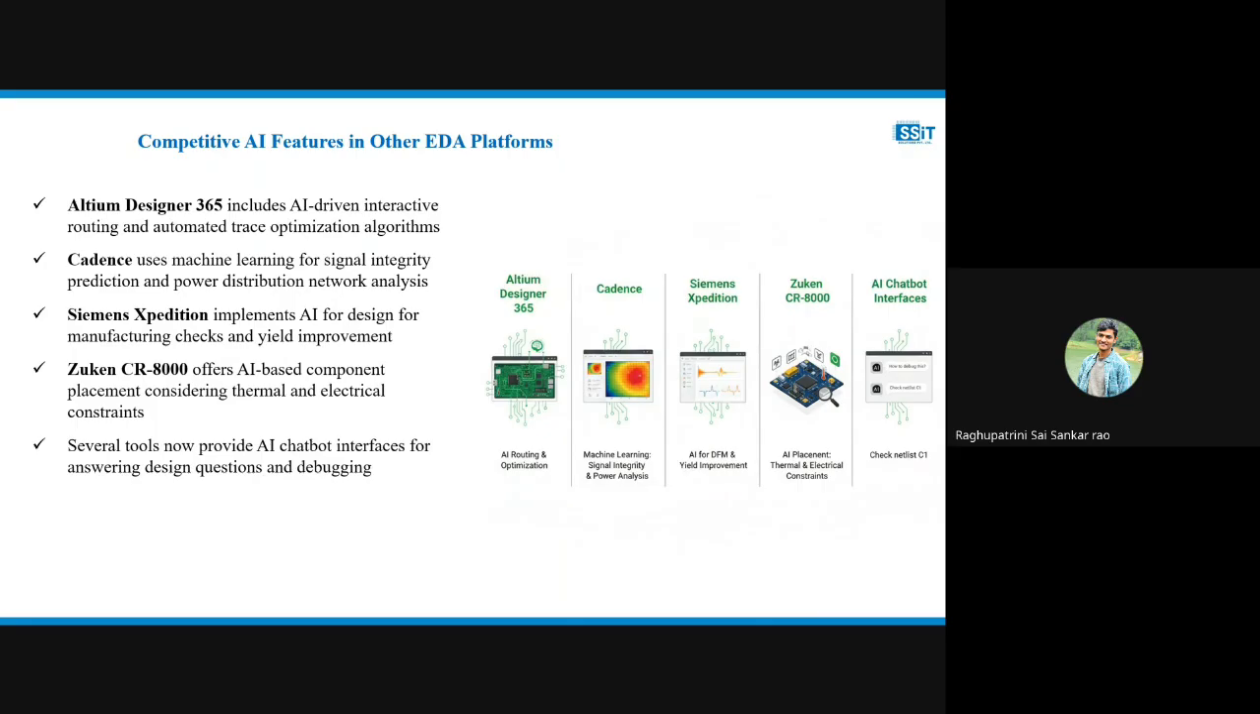A lot of them are private tools which were used by the companies, not in open source software, where Altium is a tool which is widely used. Altium includes AI-driven interfaces, routing automation, trace optimization algorithms in such a way. The same way in the different software also.